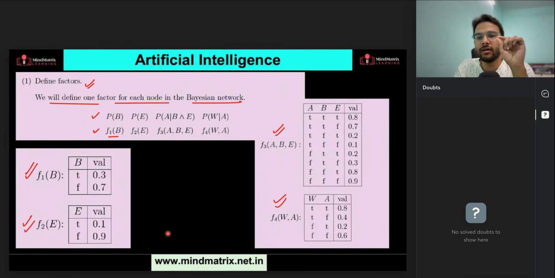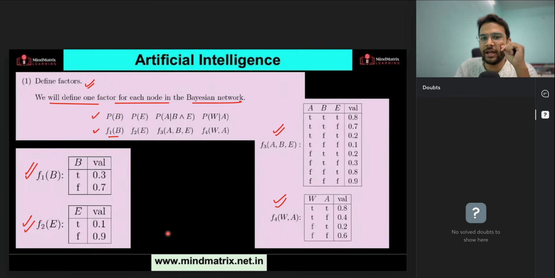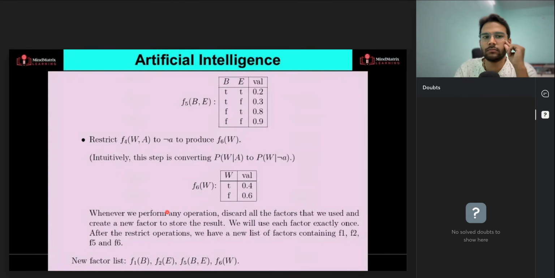For A, it is saying not of A. That means alarm is not going off, right? So F3 can be restricted. And once you restrict F3, carefully see this, you have A here, not of A. That means A is false. That means for all these values, you will consider this and it will form a new factor, let's say F5 of B comma E. And this is how you have done it. Clear? Okay.